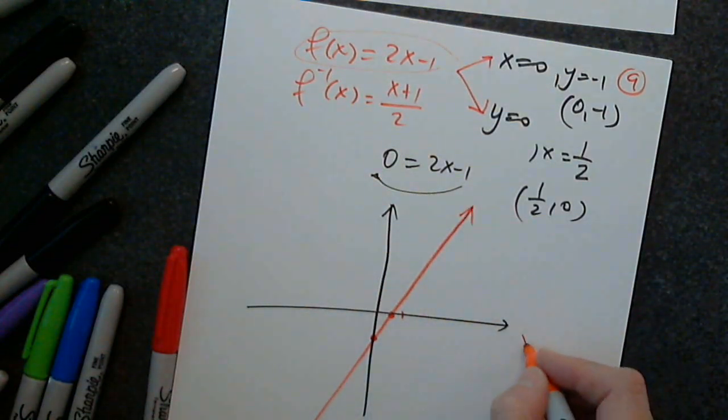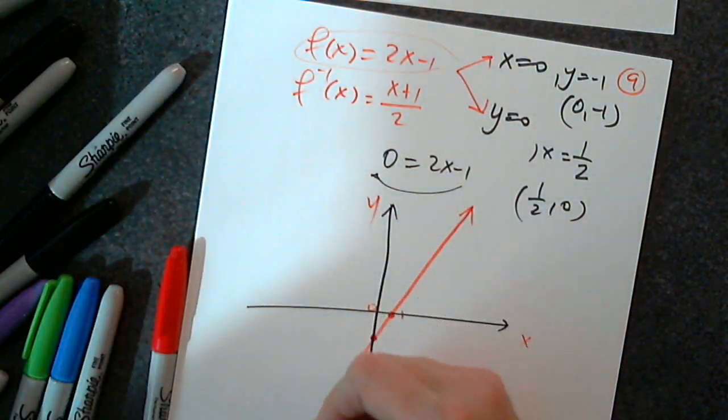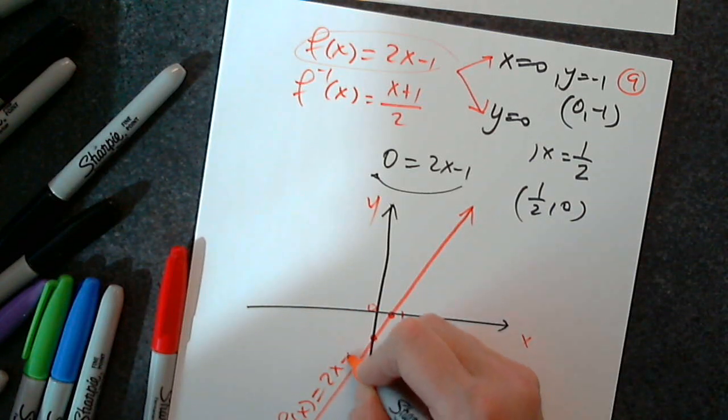This is the original function. f of x equals 2x minus 1.